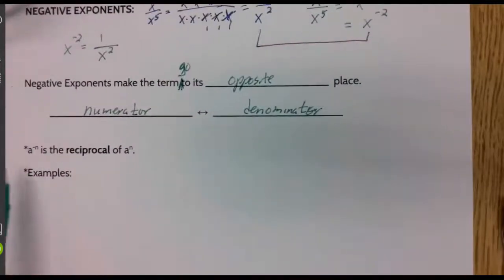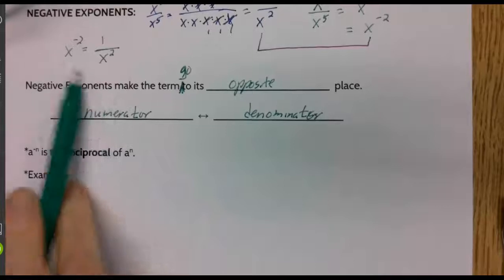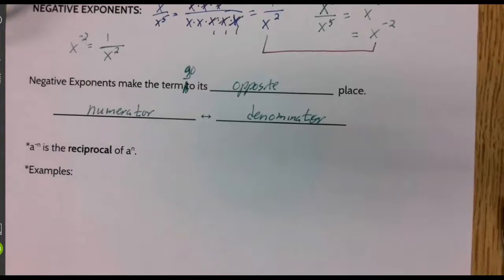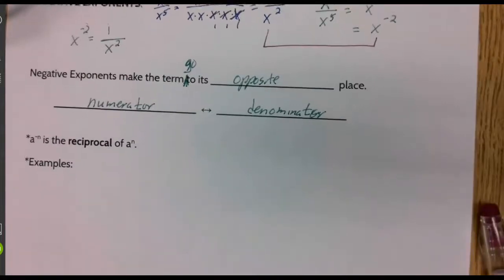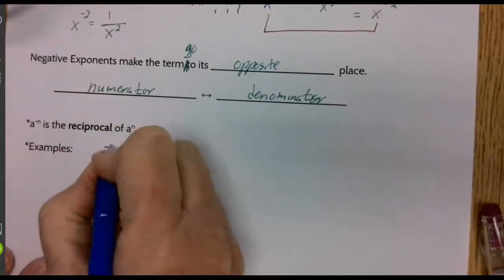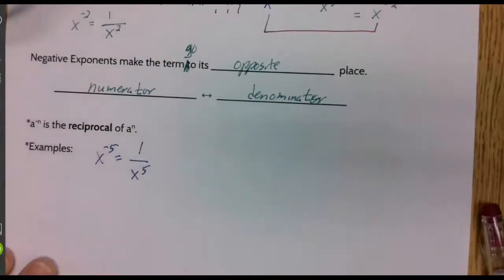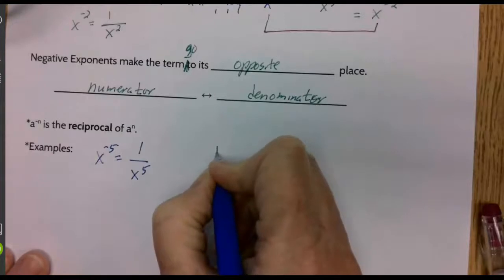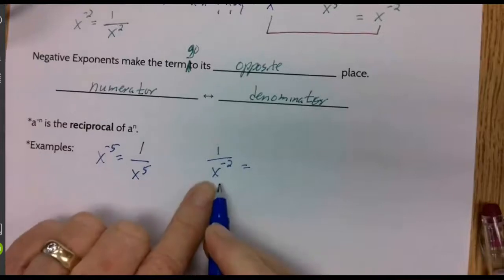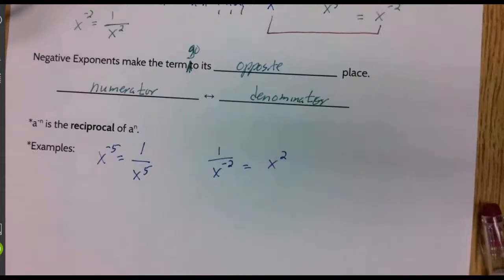Now this is wonderful math jargon on how we can write that too. a to the negative n is the reciprocal of a to the n, which is what's right there. That's fancy talk for this. It's good to see all those words. So let's look at examples. If I have x to the negative 5th, that's equal to 1 over x to the 5th, because it goes to its opposite place. If I have 1 over x to the negative 2, see how it's in the denominator? It comes up to the top. So it goes to its opposite place.